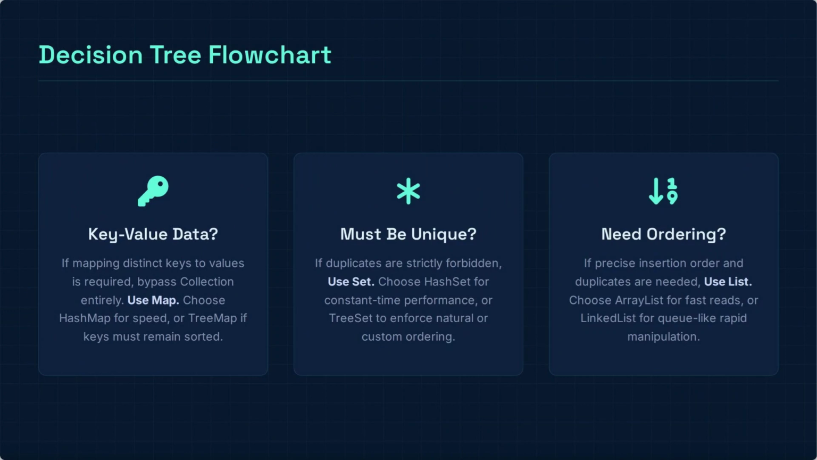How do you choose the right collection? Follow this simple decision tree. If you require key-value data mapping distinct keys to values, bypass collection entirely and use map. Choose HashMap for speed or TreeMap if your keys must remain sorted. If your data must be unique and duplicates are strictly forbidden, use set. Choose HashSet for constant time performance, or TreeSet to enforce natural or custom ordering.